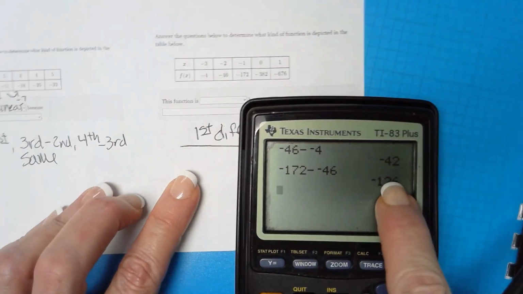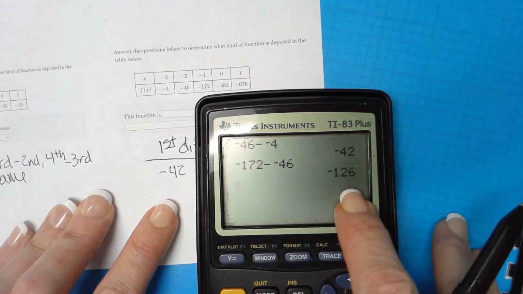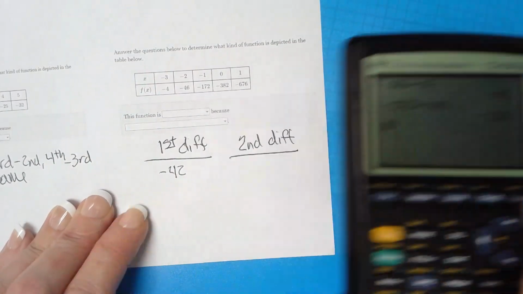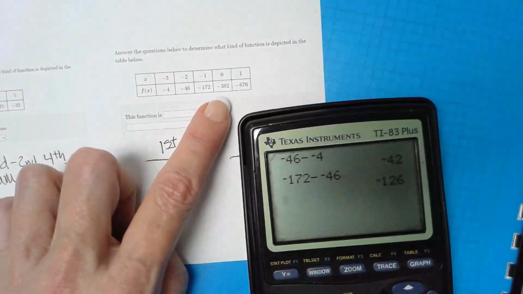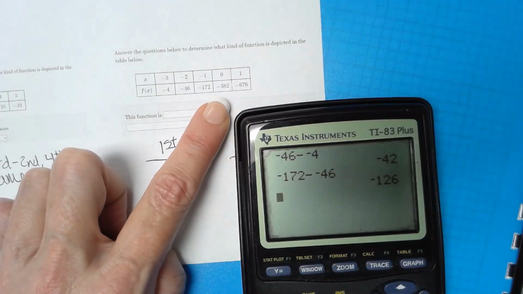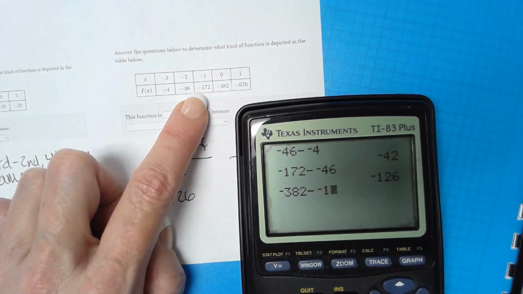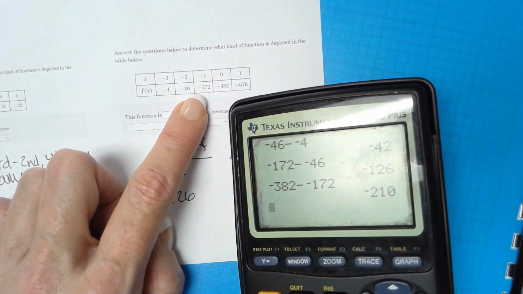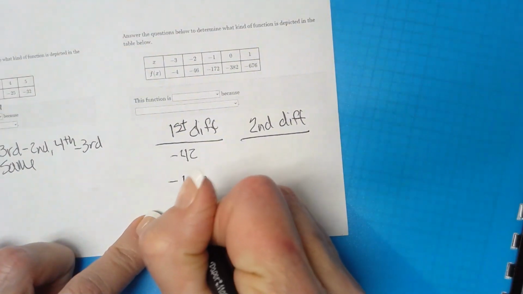So the first difference, the first one I did was negative 42. I'm going to write that down. The next one I did was negative 126. I'm going to write that down. We've got to do another one. So let's do fourth minus third, and that was negative 210. And I've got to write it down.